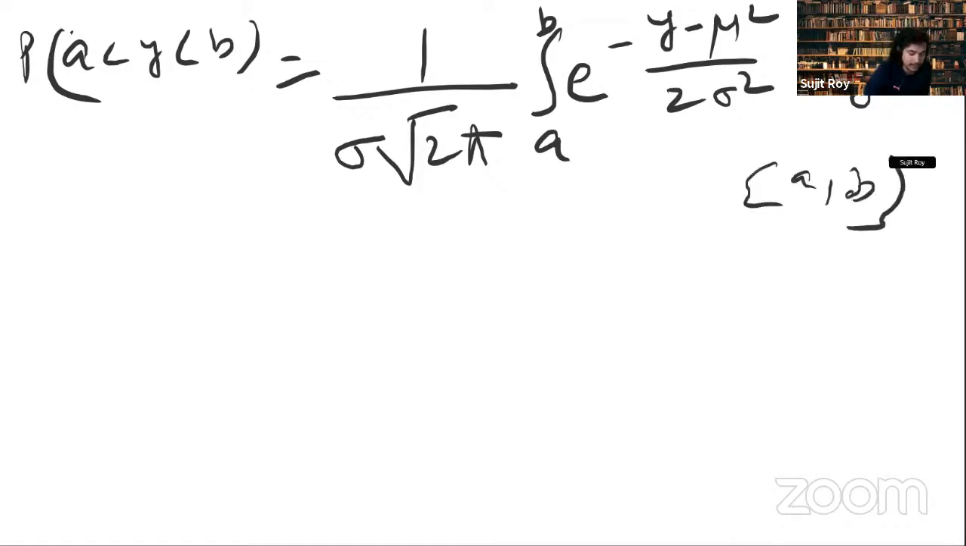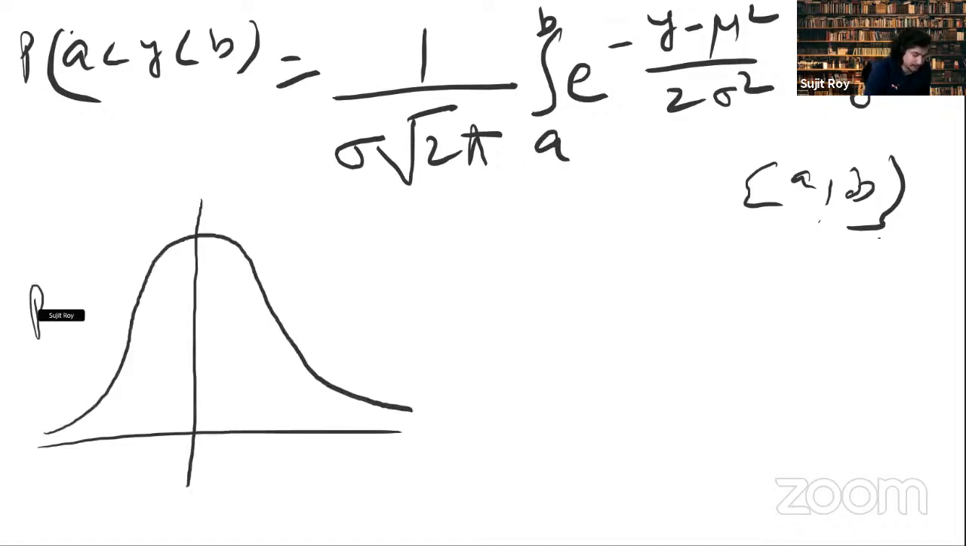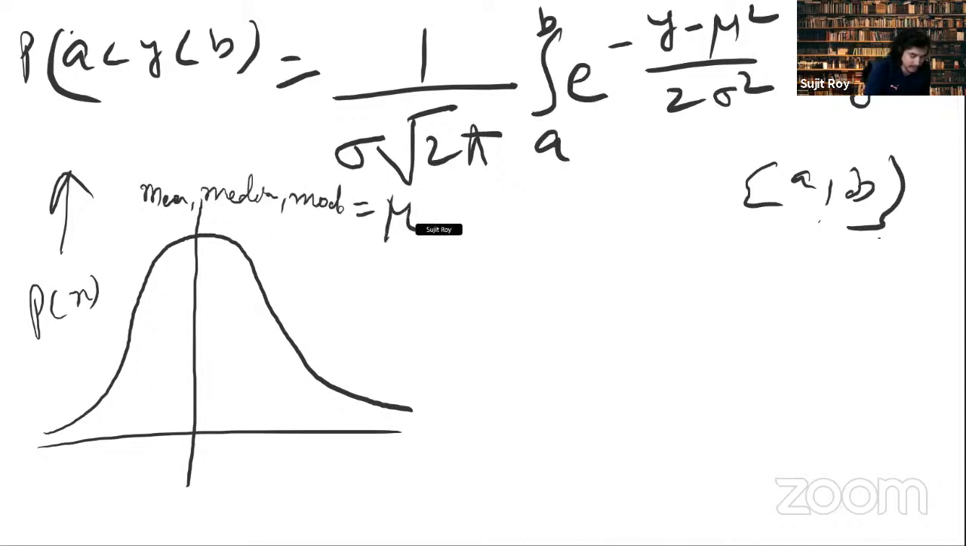Now the integral for arbitrary a and b cannot be evaluated analytically, so the value of the integral has to be looked up in a table. Let me try to put this whole thing into a plot. So this is p of x. Here you can have the mean, the median, and the mode, represented by mu, then the variance, and this is your x.